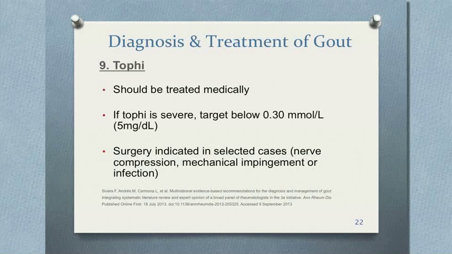The tophi should be treated medically, and with long-term allopurinol use or febuxostat or other hypouricemic agents, we can usually have them dissolved. If the tophi are severe, you may choose to put your target a little bit lower than what I just stated, at 0.3 millimoles per liter or 5 milligrams per deciliter. Surgery is indicated if the tophi are severe, and uricase, which I didn't have on the slide, may also be used if the tophi are severe.